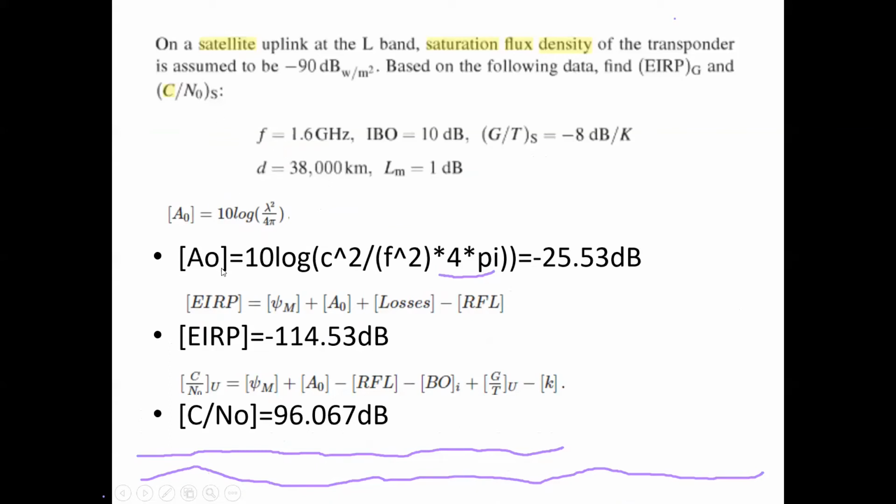So what is an EIRP? We know EIRP is psi plus A naught plus losses minus feeder loss. Feeder losses are not mentioned, so I'll take it as 0. What are the losses? The losses could be the free space losses only. Okay. And what is A naught? A naught is 10 log of lambda square by 4 pi. So lambda I can calculate using the frequency. See, I have calculated using the frequency. 10 log of lambda, where lambda is C by F, so C square by F square into 4 pi. Lambda is your C by F that I have taken. F is given to you.